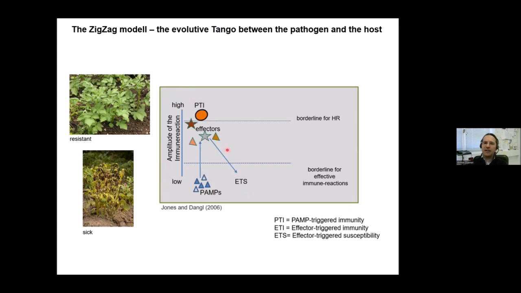Then there are effectors coming in, suppressing these responses, and you get effector-triggered susceptibility. New receptors are formed, the NLRs, causing effector-triggered immunity. New effectors come into play, suppressing this again, and so forth. And this is an endless war. This is why every pathogen will overcome any resistance at some point on an evolutionary scale, because it's an ongoing war, and it's very difficult to break this completely. It's simply a tango between the pathogen and the host in an evolutionary aspect.